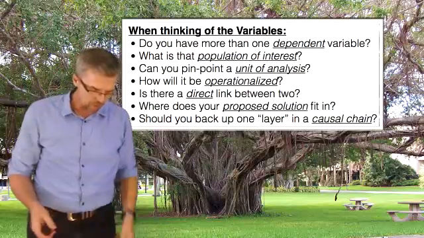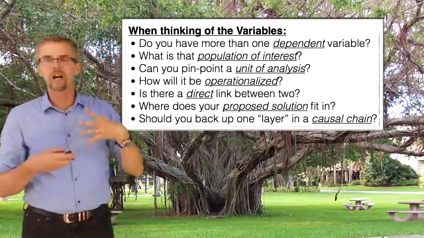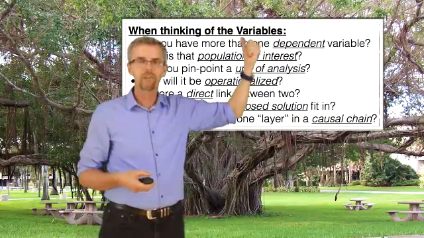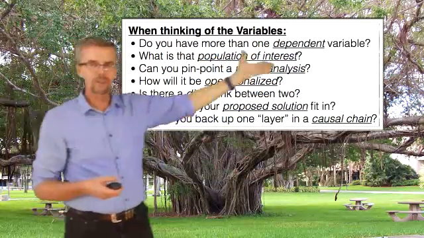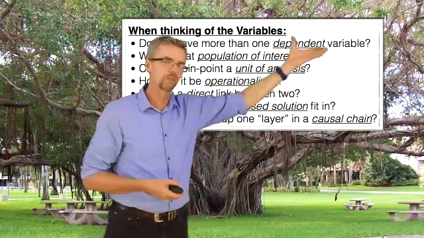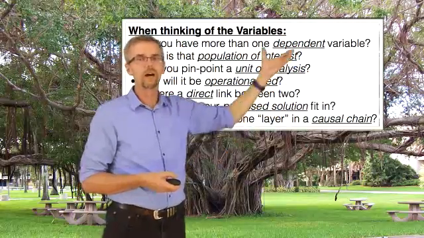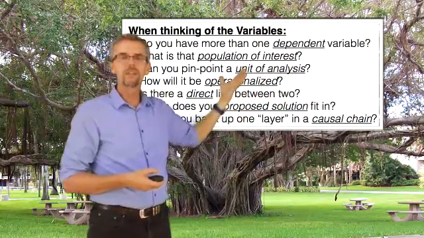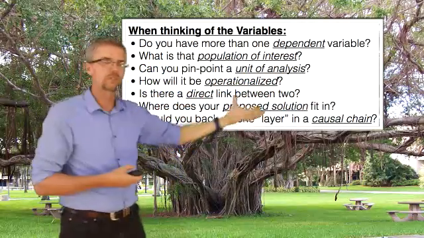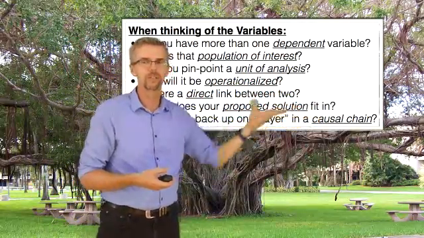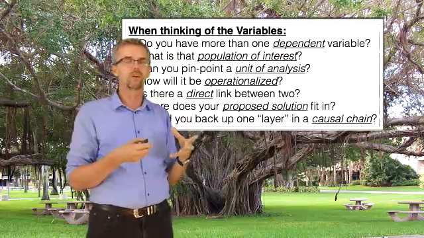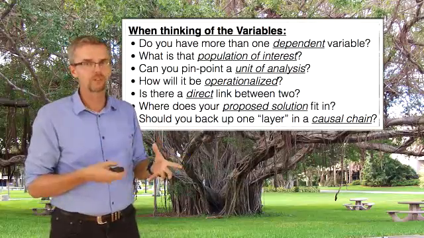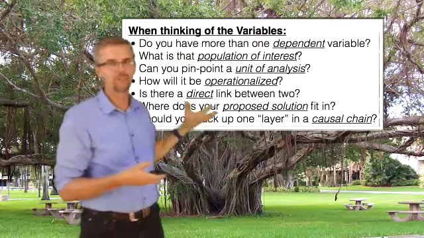So I'm just going to close by talking about this list. Going back again, do you have only one dependent variable? That's the absolute critical starting point. Once you have that, you can identify your population of interest, you can identify your unit of analysis, and then with the population of interest and the unit of analysis, you can operationalize it. And this is where you're going to recognize all of your flaws and you're going to do a lot of revisions when you actually try and operationalize your research.